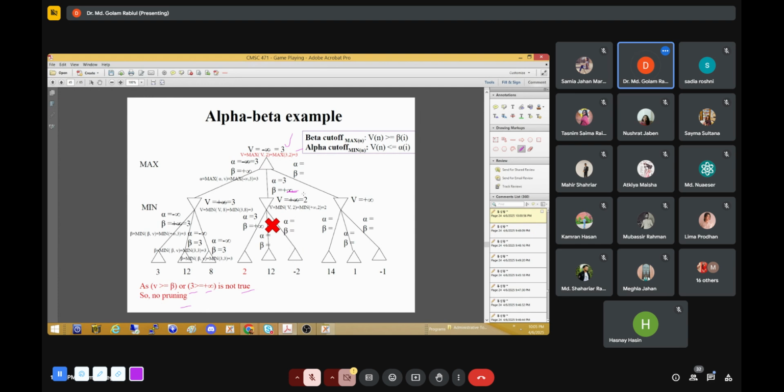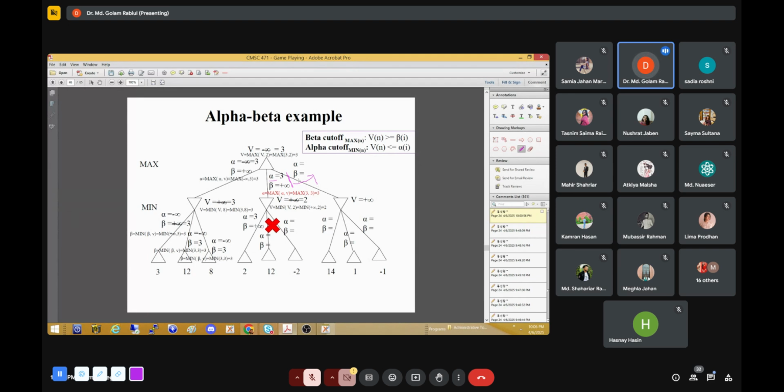We have to update the alpha using the max equation. So here is the max equation. Max is the maximum of the previous alpha and V. So you can see V is 3 and the previous alpha is also 3. So the maximum is 3. Okay, so this alpha is 3, beta is infinite. So we have to pass it to the next branch of the same depth.